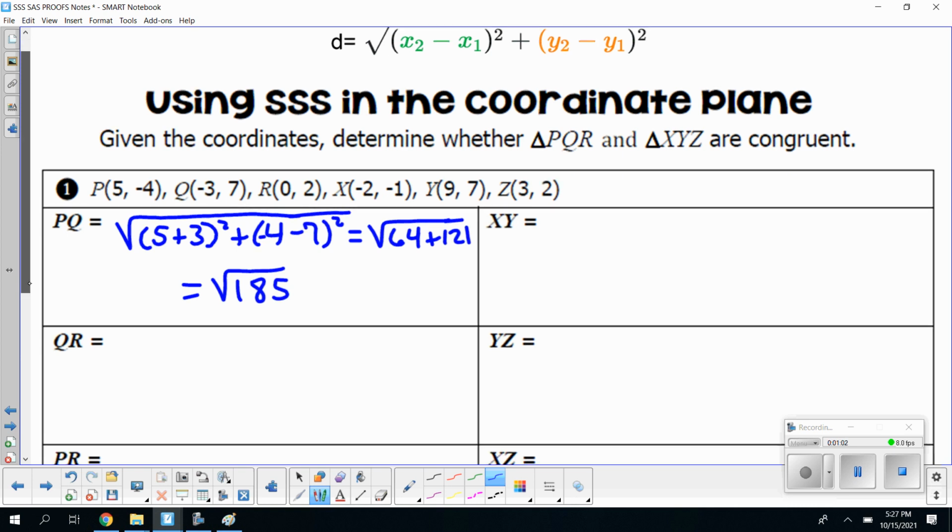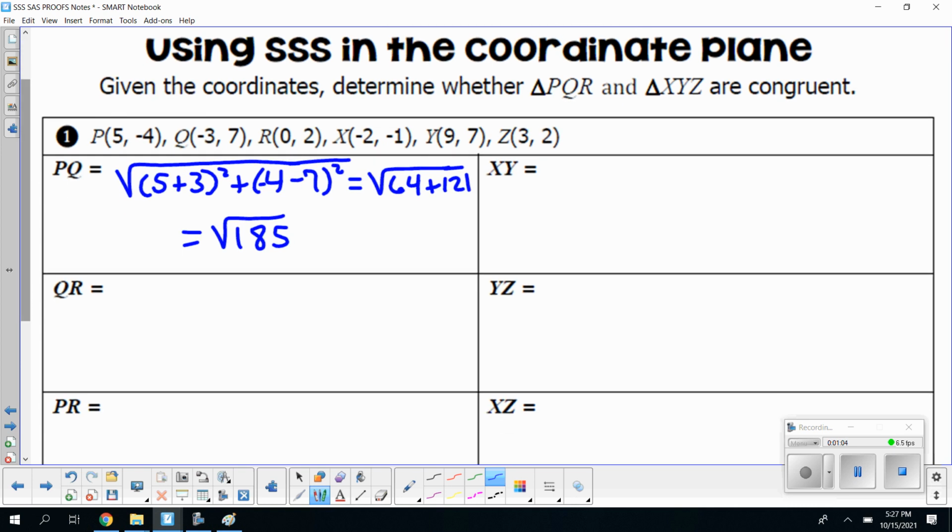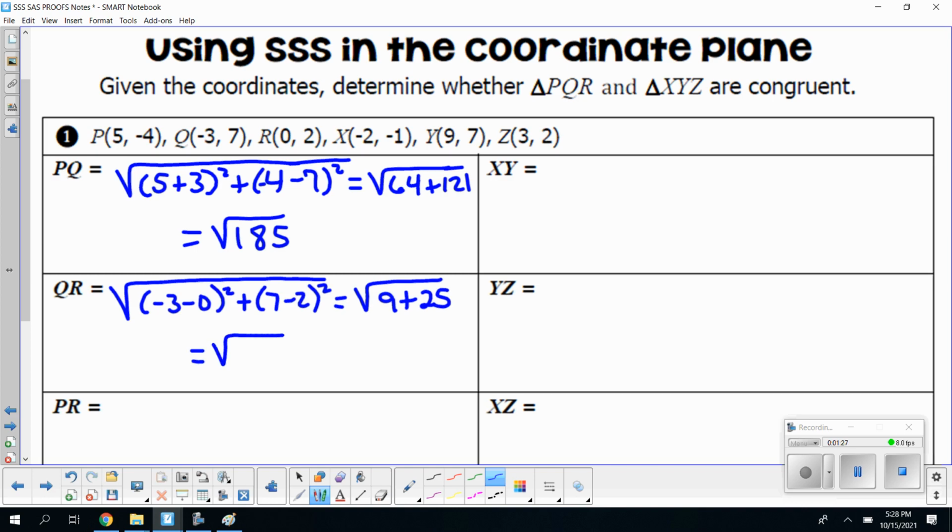All right, now let's find the distance for QR. We have negative 3 minus 0 squared plus 7 minus 2 squared. And when we start to simplify that, we have 9 plus 25, which becomes the square root of 34.